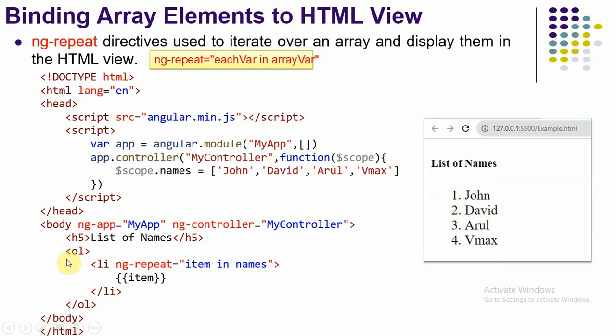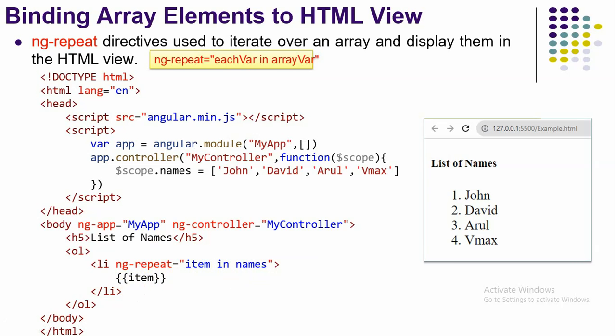So we can use this OL tag, and inside we can create a list item using the li tag, space, ng-repeat. Then we can create a variable and the in operator for iterating every data from the array. So from the names collection it will take every data, and inside we can bind the data in the view. To bind we have to use double curly braces, or we can use ng-bind. Okay, so this way we can iterate array elements and we can bind the data to the HTML view.